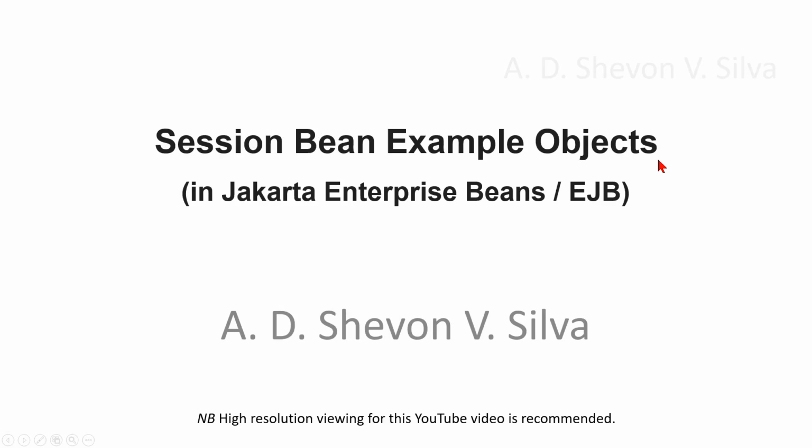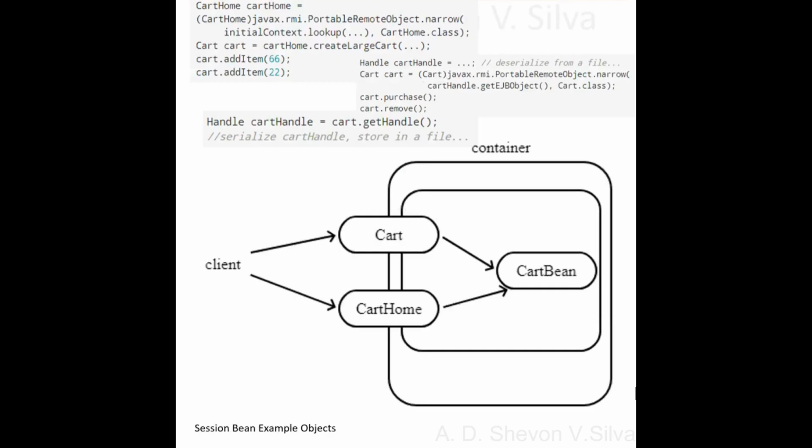Session bean example objects in Jakarta Enterprise Beans, so EJB. Here you can see session bean example objects. An example of session bean runtime objects is illustrated by the following diagram here.